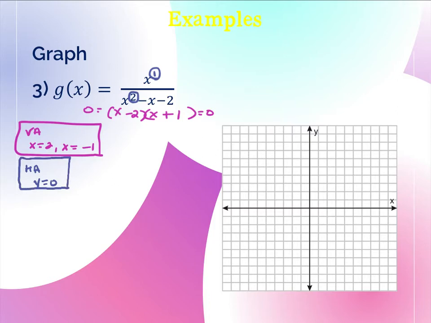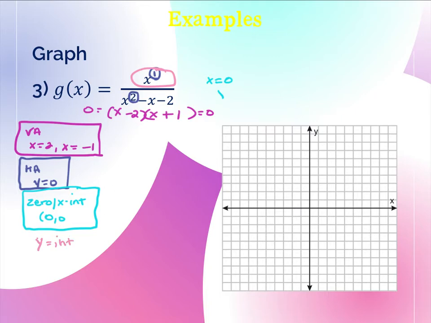Then I go to zeros. So I set my numerator equal to 0, and that's my actual zero, or x-intercept. 0, 0, which means it's also going to be my y-intercept. I plugged 0 in. No, I set the numerator equal to 0. Plug 0 in for the x.